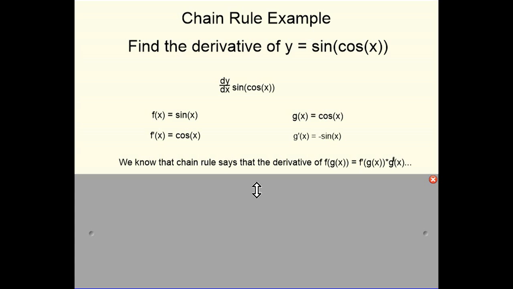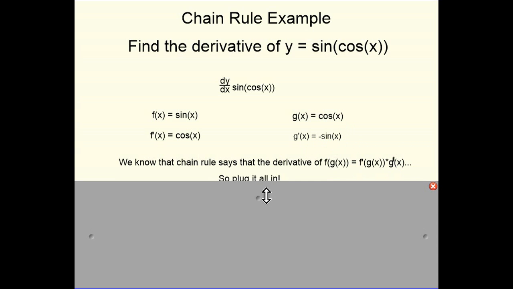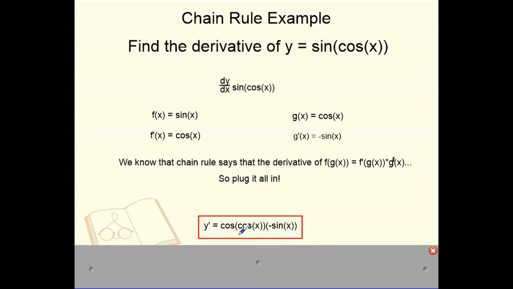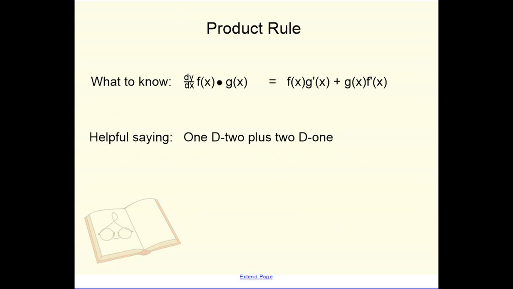The chain rule says that the derivative of any function f of g of x equals f prime of g of x times g prime of x. We have all of these things right here, so we can just plug them in. We know that f prime of x is cosine of x, and we want to plug g of x into that cosine, which gives cosine of cosine of x, and then multiply it by g prime of x, which we know is negative sine of x. If we plug that all in, we should get that y prime is equal to cosine of cosine of x times the negative sine of x. We're just taking what we know and plugging it all in.